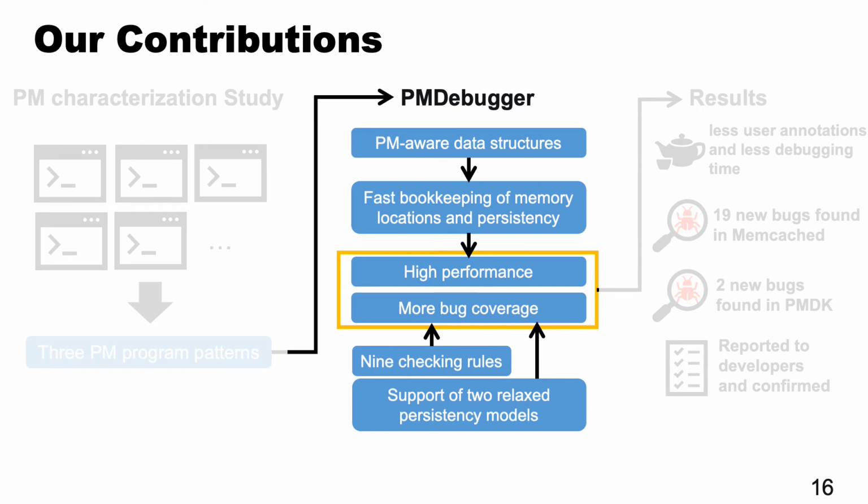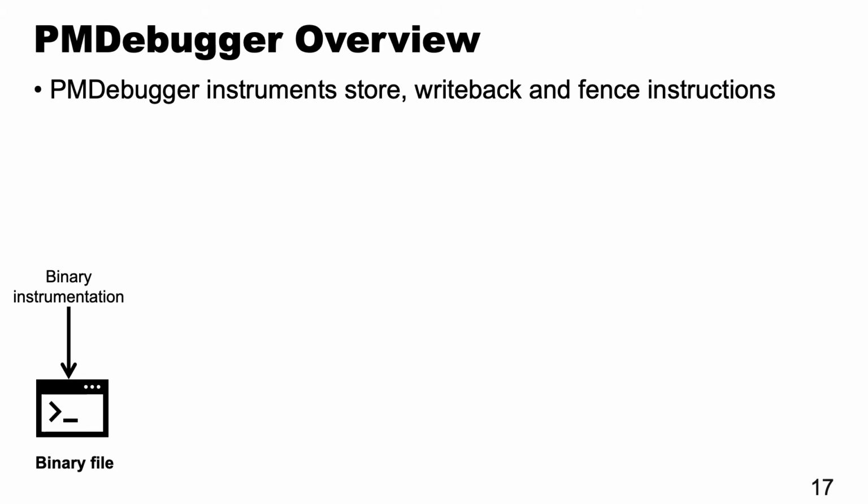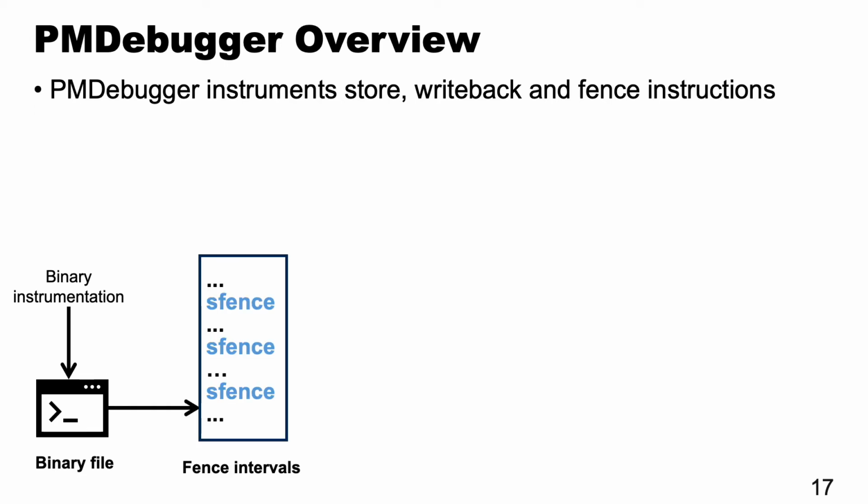Next, I will introduce our debugging tool, PM Debugger. PM Debugger directly debugs binary files of the PM programs and instruments memory stores, write-back, and fence instructions. PM Debugger splits the instruction trace into intervals by fence instructions. We call it a fence interval. Within a fence interval, there is at least one write-back interval.